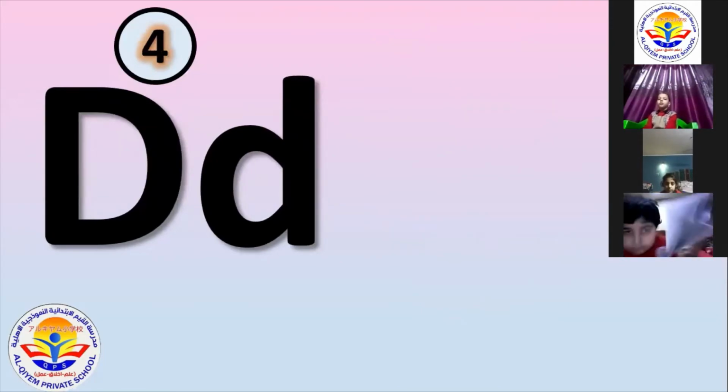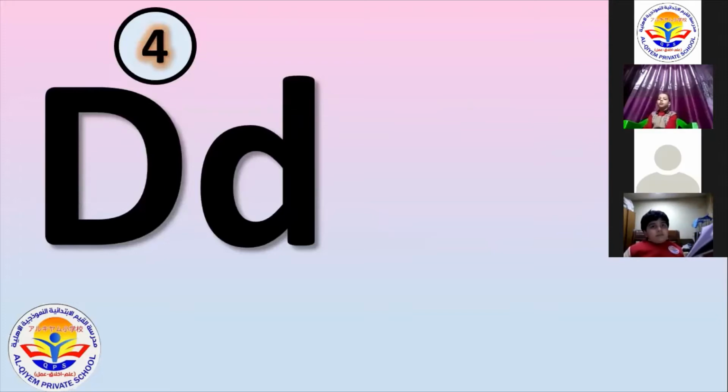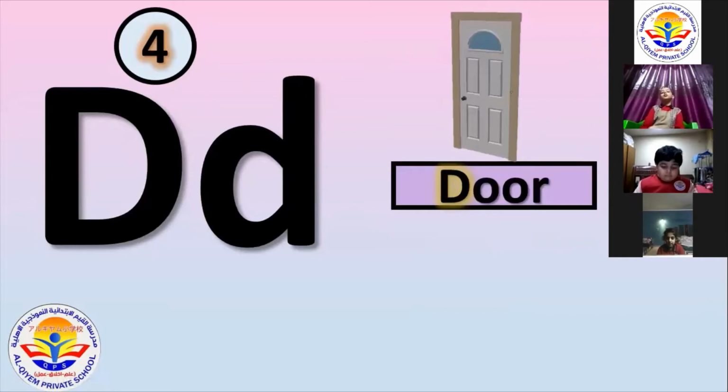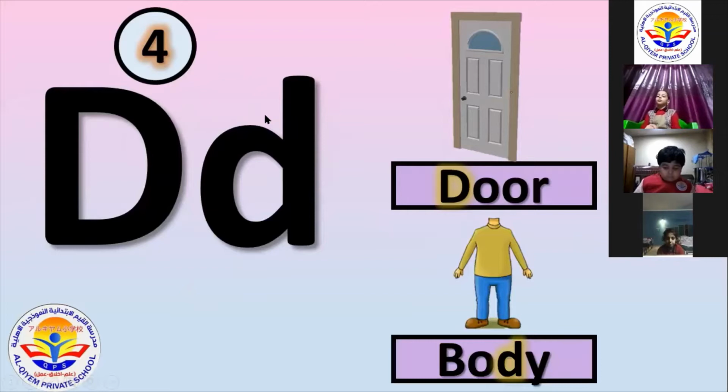The fourth letter in the English alphabet is D. This is the capital letter D which we use at the beginning. For example, the word door. And this is the small letter D which we use at the middle or the end. For example, the word body.